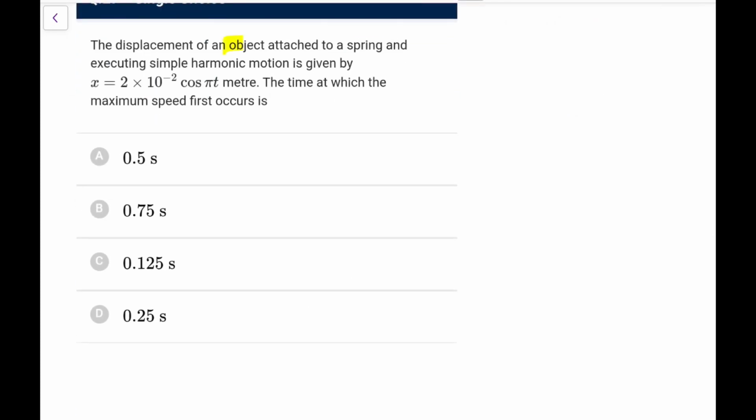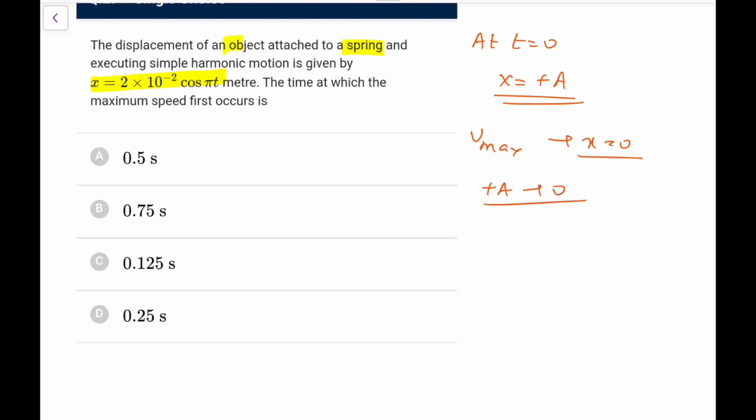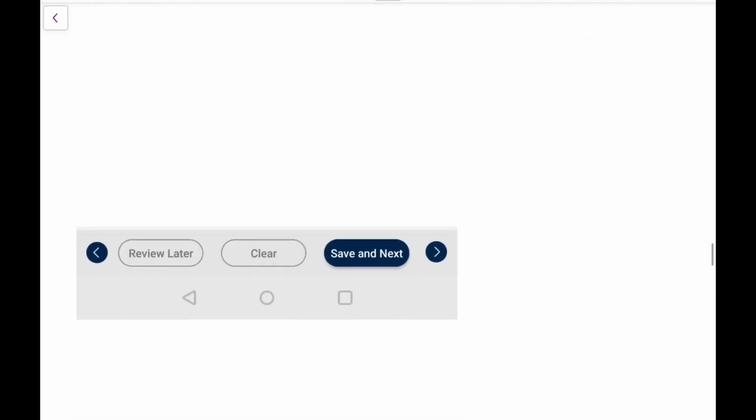Displacement of an object attached to a spring and executing SHM is given by this, the time at which maximum speed first occurs. Just look at this expression, at t equal to 0, you can make it out, it is x equal to plus a, and you know maximum speed occurs when it is at x equal to 0. So from plus a to 0 the time required would be equal to T by 4. So T by 4, what is T here? T is 2 pi by omega divided by 4, omega from the expression is pi, so that comes out as 1 by 2 seconds. Go for 0.5 seconds directly you can do.